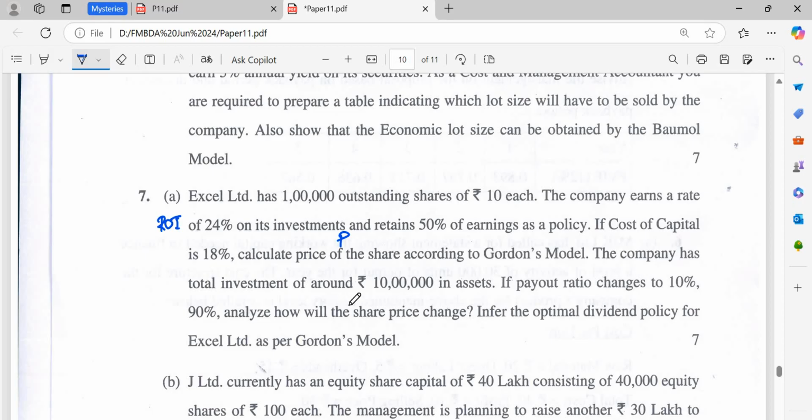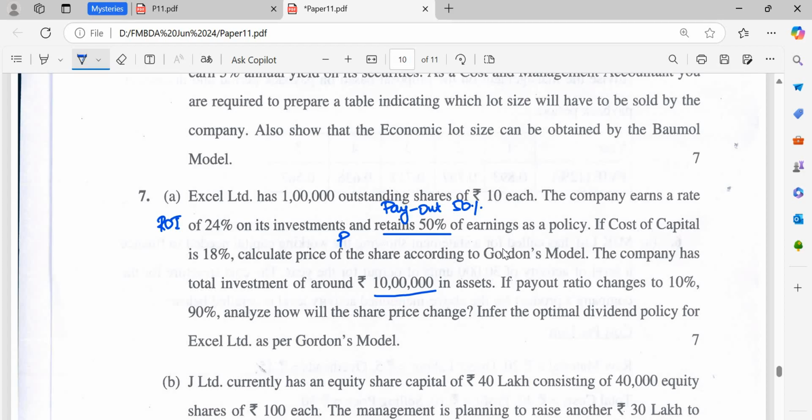The company has total investment of around 10 lakhs in assets. So we have total investments of 10 lakhs. That means in this 10 lakh, I'm going to get 24% return, right? So if payout ratio changes to 10%, they have already given retention as 50%, which means the balance 50% will be my payout in this case. So 50% is retention, so balance 50% is payout ratio.